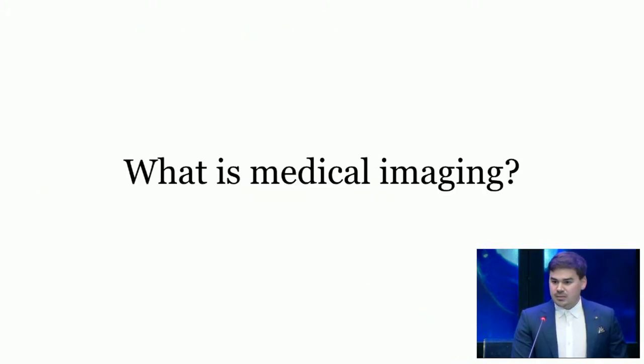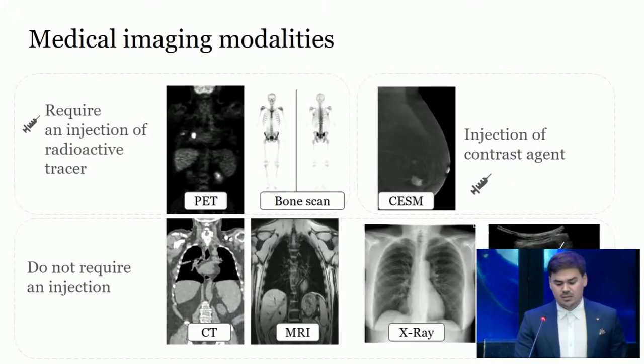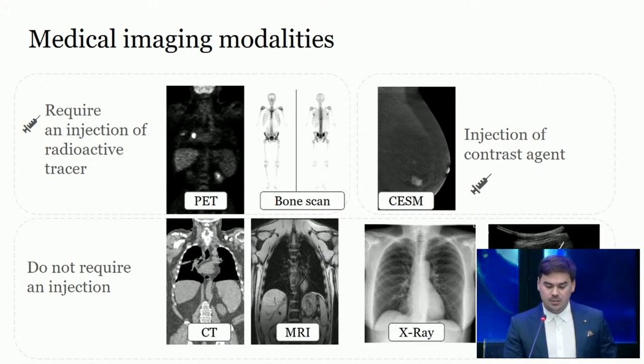So what is medical imaging and how does it relate to cancer? Medical imaging is a technology that allows humans to look inside the body and generate images of inner structures. These images help doctors to evaluate functions of organs, see if there are any anomalies, and also quantify them. Medical imaging comes in various forms that are called modalities, each offering unique insights into the human body. Each modality also has its strengths and limitations.